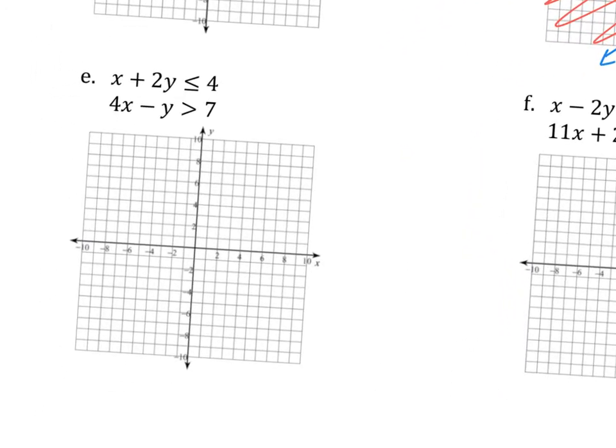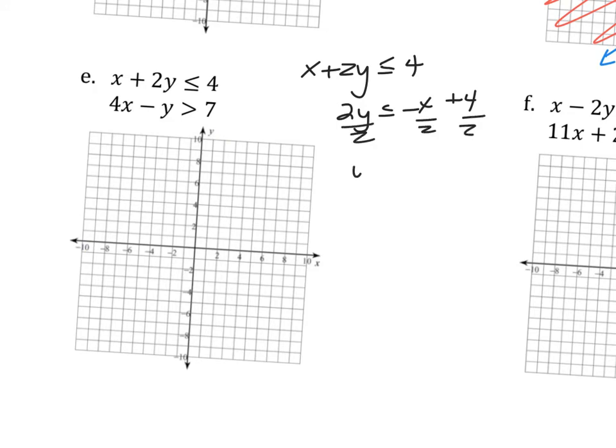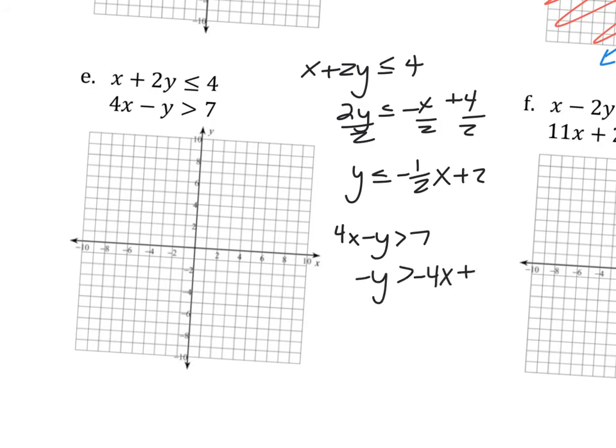E. Okay, so we need to solve for y first. So I'm going to move the x. Divide by 2. Move the x. Divide by -1. Now this time I'm dividing by a negative, so that flips that sign. And now I'm ready to graph.